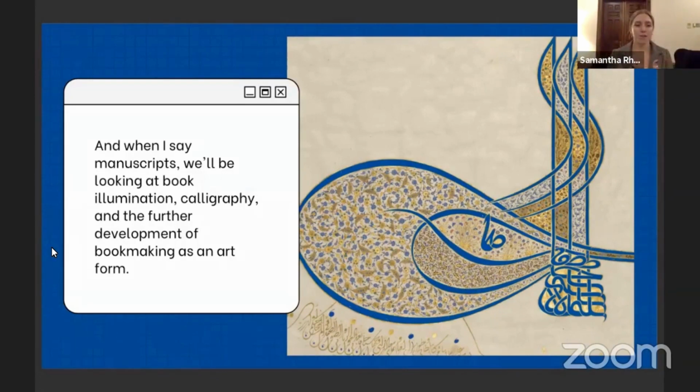We'll be looking at book illumination, which is just kind of like a fancy term for book painting. There's a lot of gold, a lot of gilding involved. Calligraphy. Calligraphy was highly prized in particularly Islamic manuscripts, but in many other more Eastern cultures versus kind of what Europe and Western cultures would have considered major fine art, such as painting and sculpting. Calligraphy was the art. And we're going to look at the further development of bookmaking as an art form in general and why it's significant and kind of this transfer of knowledge.